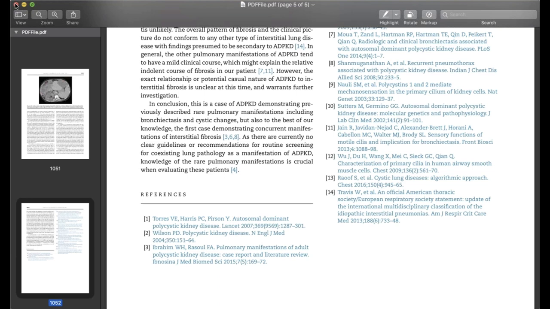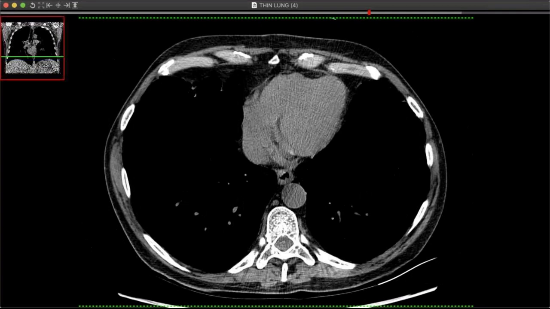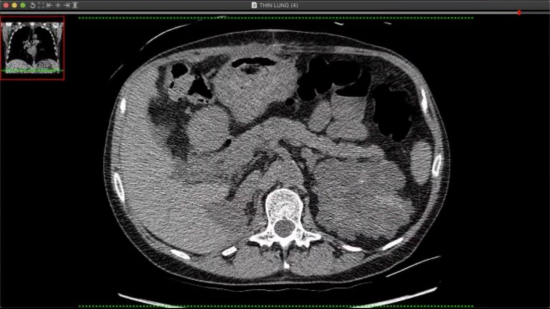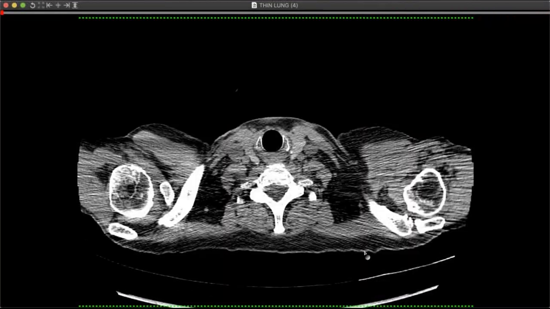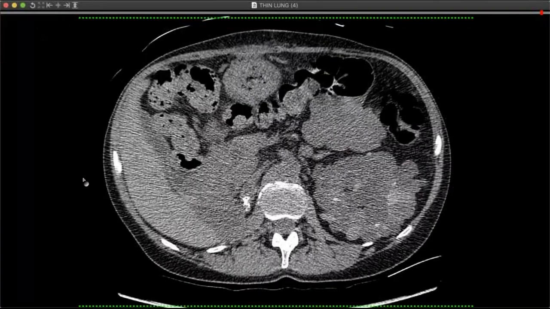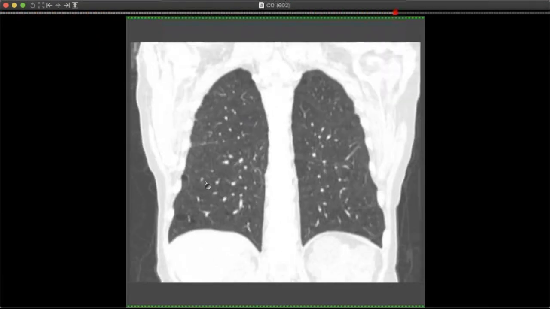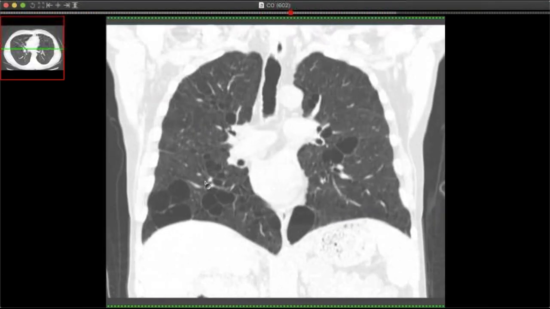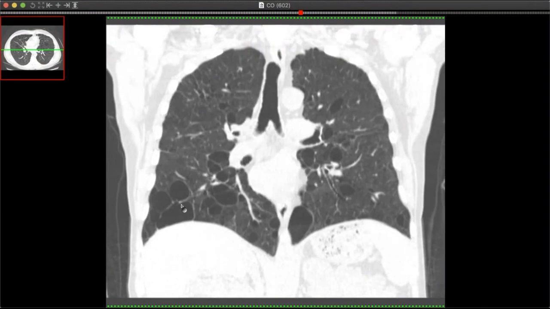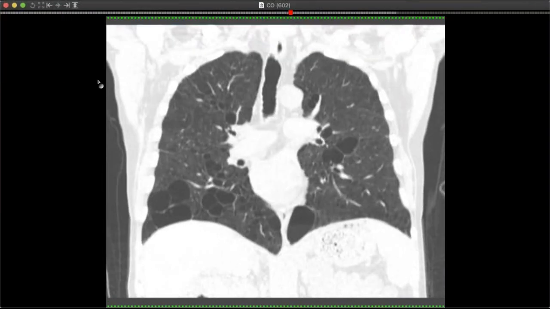Let's see. Then you can see the kidneys down here. Oops, just get the top of them, but very typical appearance. And then on the coronals, you can see these cysts. They sort of look Birt-Hogg-Dubé like. They're sort of irregular shaped with that basal dominance. But yes, this is autosomal dominant polycystic kidney disease.